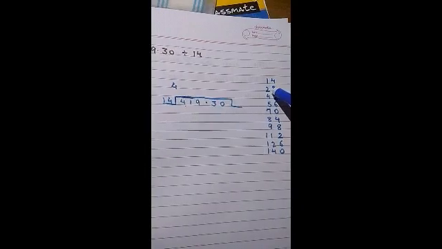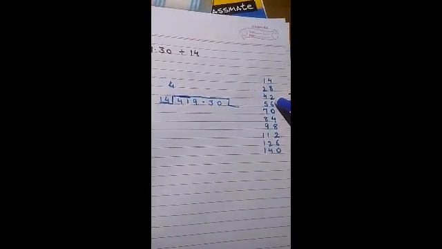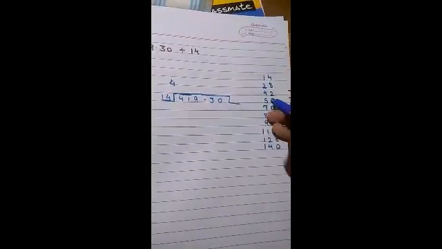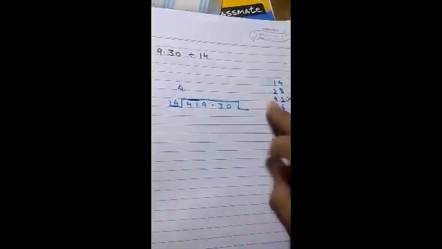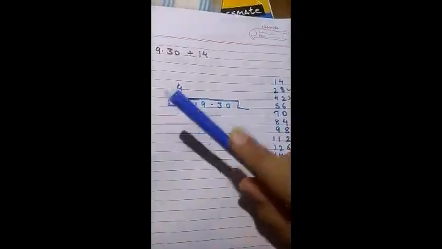14 1s are 14, 14 2s are 28, 14 3s are 42. So we have to stop at 42. But can we take 42? No. We have to take a number smaller than that. So we will take 28. Did you understand this?